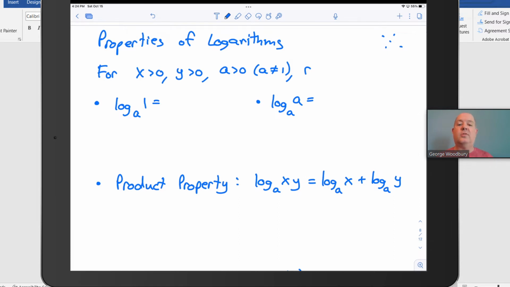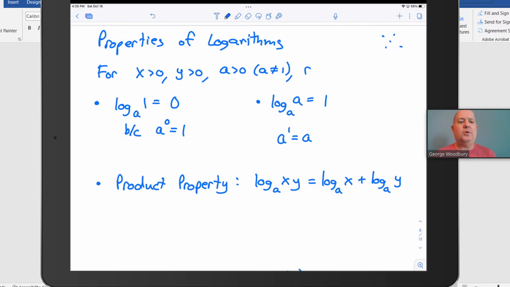So let's begin with the properties of logarithms, and all the properties on this page: x is positive, y is positive, a is positive but not equal to 1, and r can be any real number. The first one, log base a of 1, is equal to 0. And again, that's because a to the 0 power equals 1 for some positive number a. Log base a of a is equal to 1. So when the base and the argument are the same, the logarithm is equal to 1. And again, this is because a to the first power equals a.